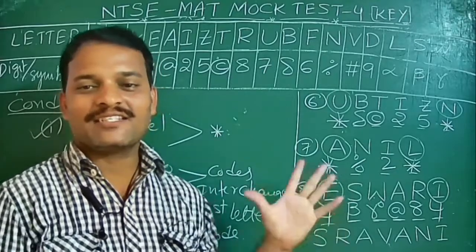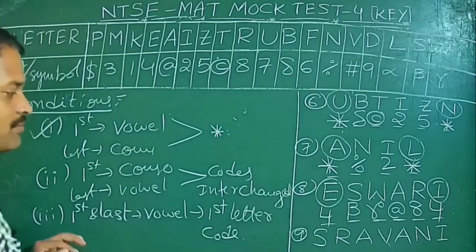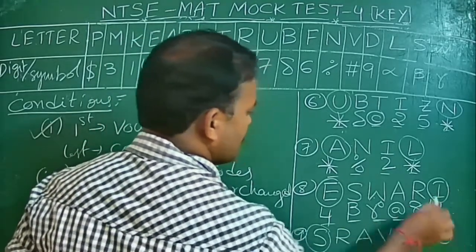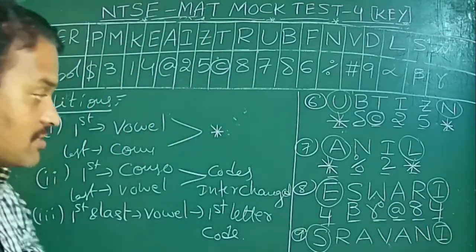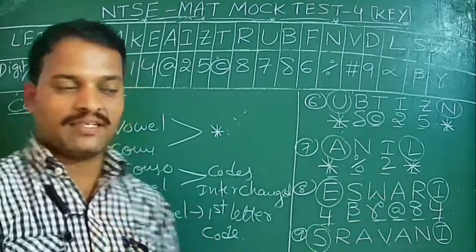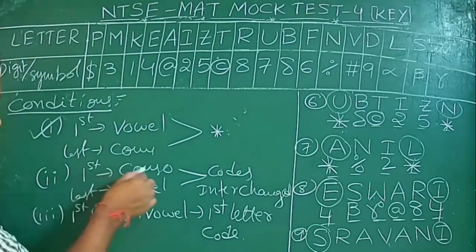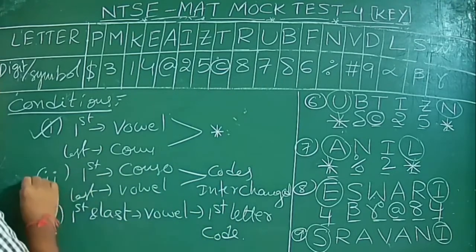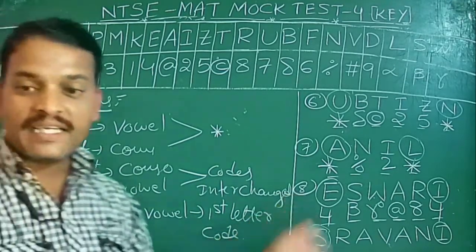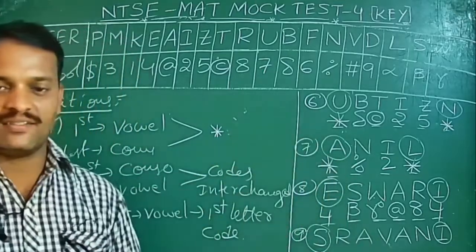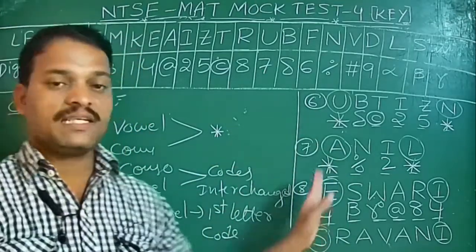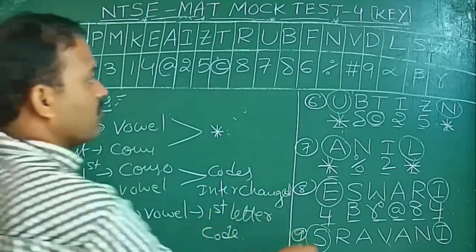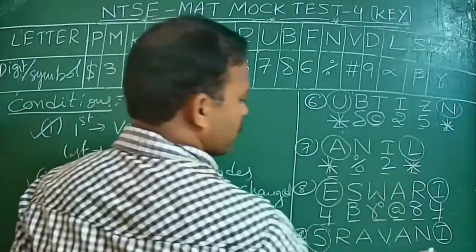Okay. So next, the ninth one: observe the first letter and last letter. First letter S and last letter is I. So here the first letter is a consonant and the last letter is a vowel, which means the codes are interchanged. So you have to go for the third condition in the ninth question. What is the code of S? S code is beta only, no?